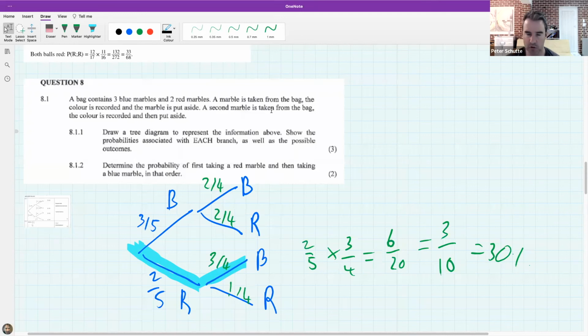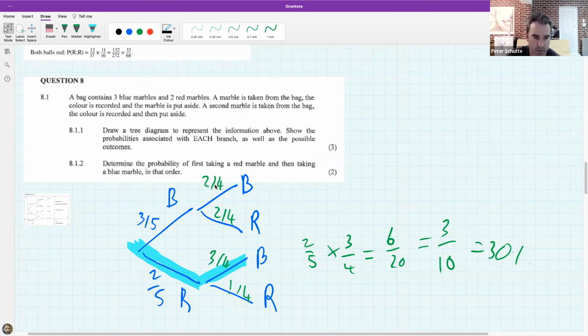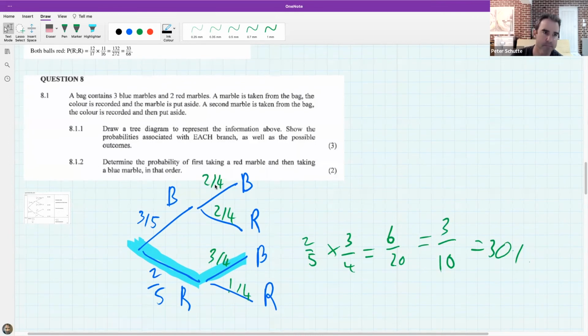Because these are getting a little bit tougher. Sihawu, let's go to you. Hi, sir. Hey. What can I do for you? Sir, I have a question. I have a question for the red, like at the bottom, where it says a second marble is taken from the bag. The color is recorded and then put aside. Wouldn't the total be 3 instead of 4? Because they took out 1 from the 4 that was left.